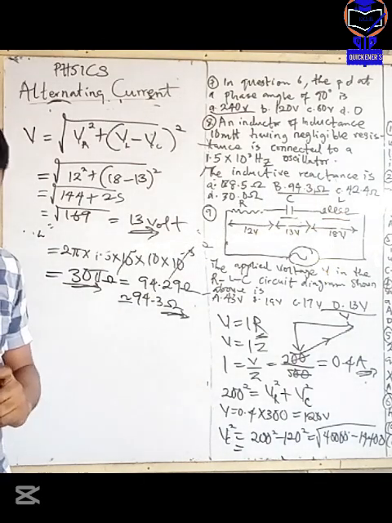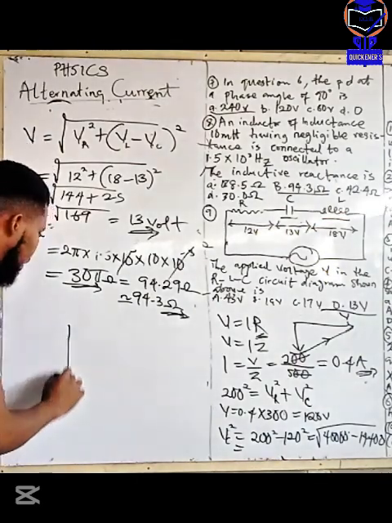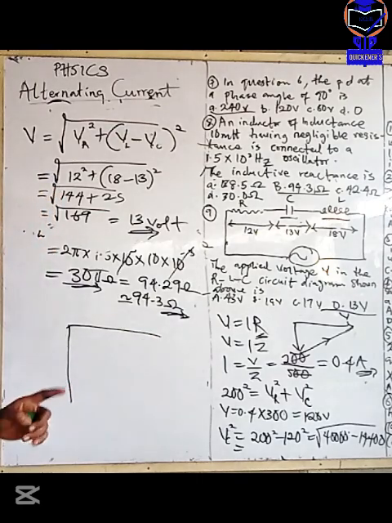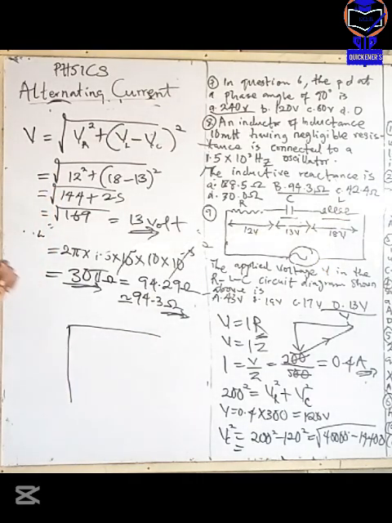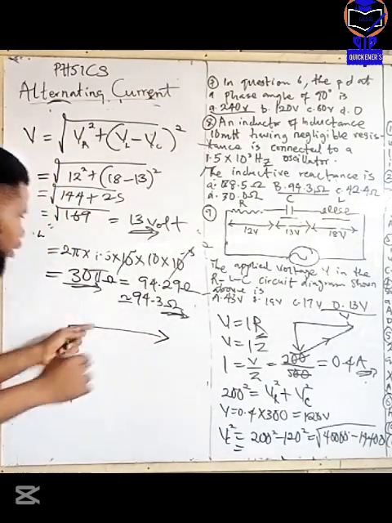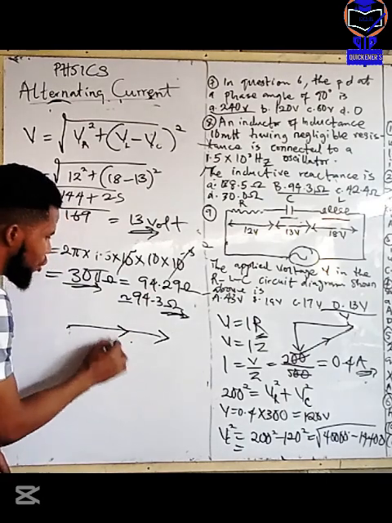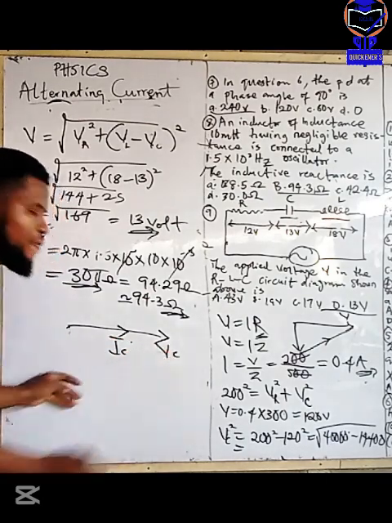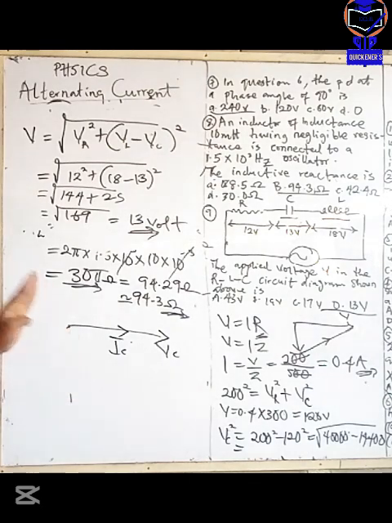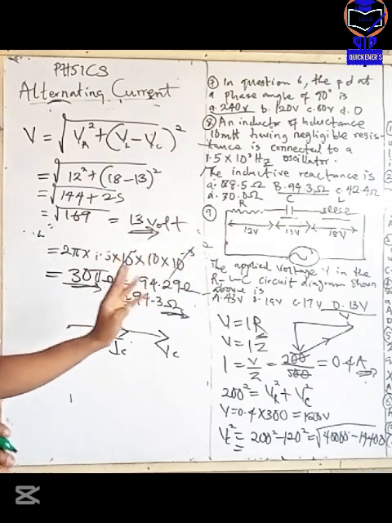So the other thing you need to know is that when you compare the current and the voltage of an RLC circuit, for a resistor, the current and the voltage are in phase. So this is current, this is voltage, they are in phase. This is for a resistor, when only the resistor is in the alternating current circuit.